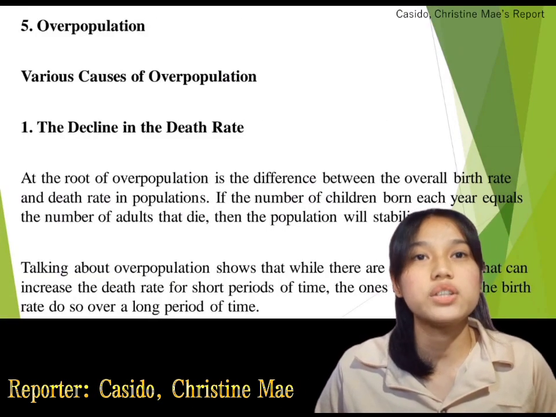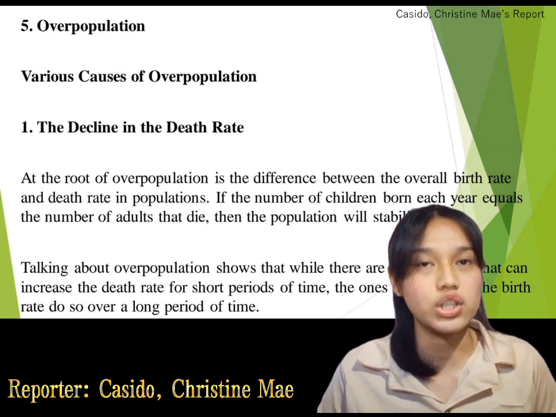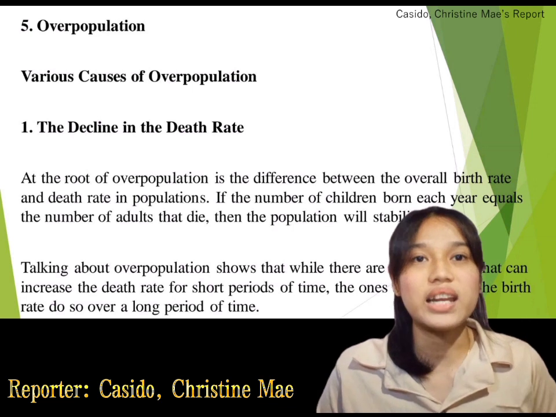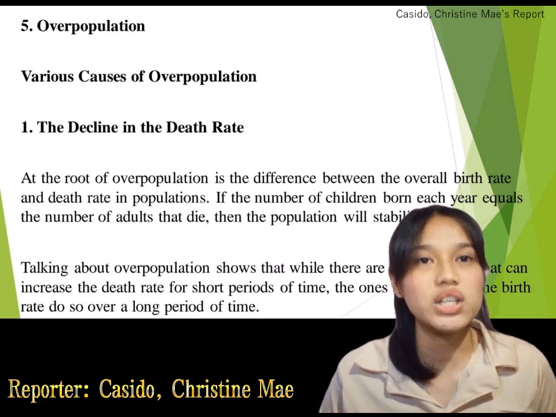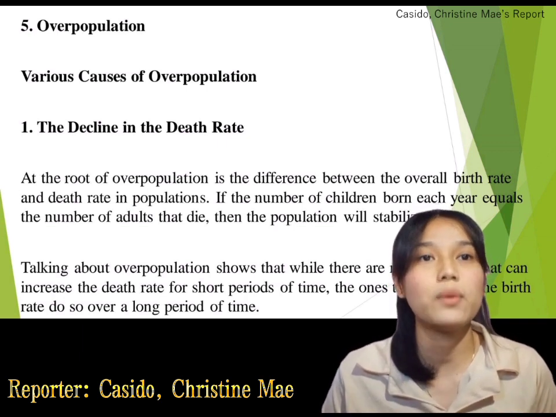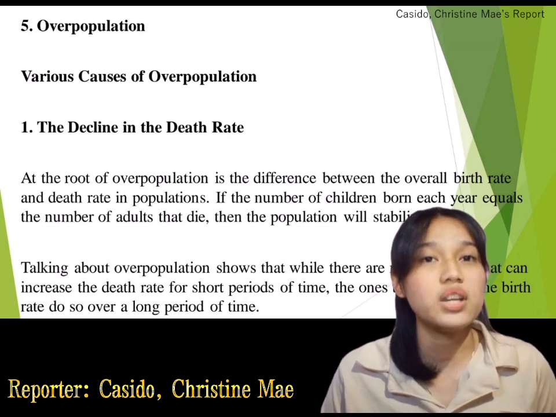So another factor of threats to nature is overpopulation. These are the various causes of overpopulation. First is a decline in the death rate. The root of overpopulation is a difference between the overall birth rate and death rate in populations. If the number of children born each year equals the number of adults that die, then the population will stabilize.